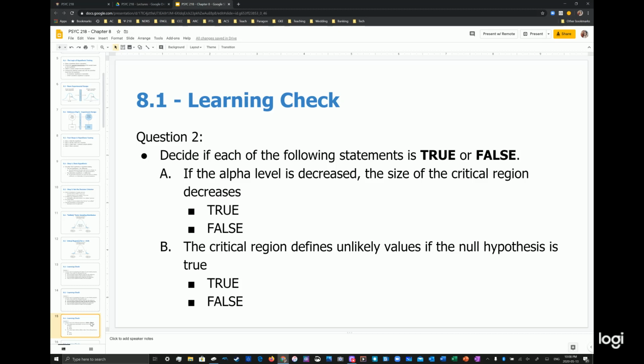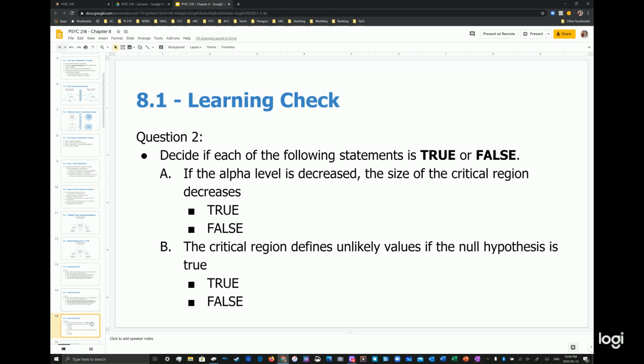A, if alpha level is decreased, the size of the critical region decreases. So again, alpha level here is the probability of a type 1 error where you reject the null, but it turns out that the null is true, that there is no difference on test day. So if you decrease that probability, you want to reduce the probability of making that error, then the critical region decreases. Is that true or false?